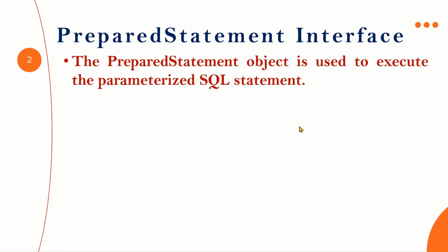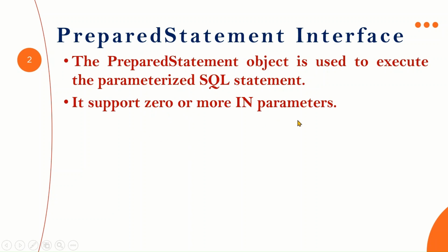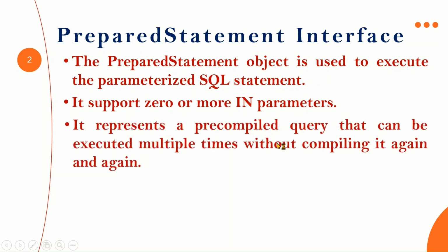Here we are trying to overcome this problem by reducing the number of transactions. Instead of checking the query 1,000 times, I want to check it only once, plus 1,000 times I insert the values. So only 1,000 plus one operations are done. 999 transactions are reduced whenever you go for prepared statement. Now it supports zero or more input parameters, like the values you are going to pass. More than one parameter can be considered as input. Then it represents a precompiled query.